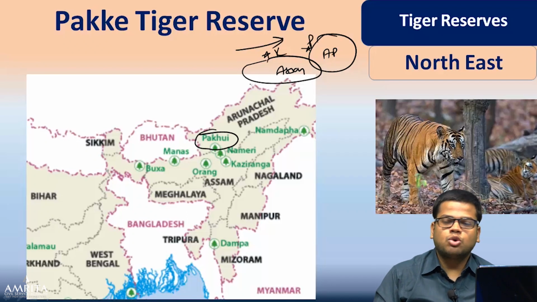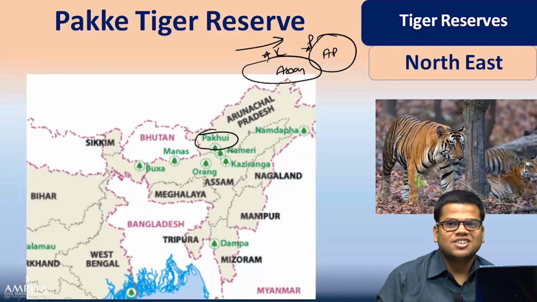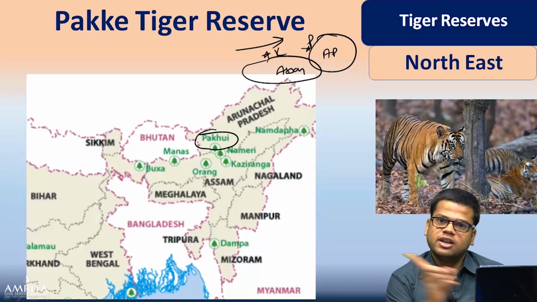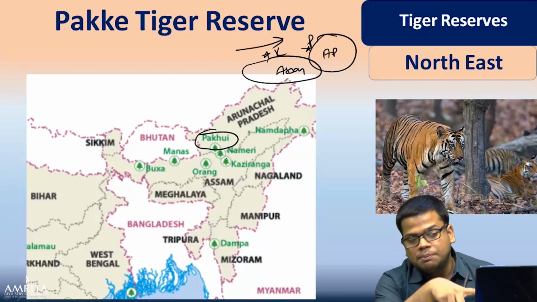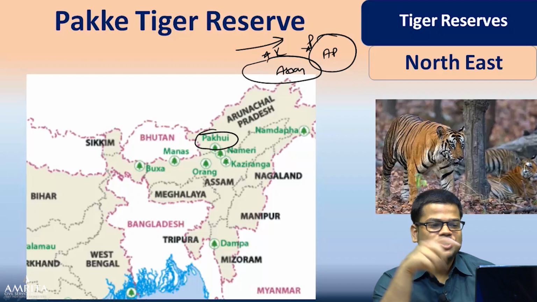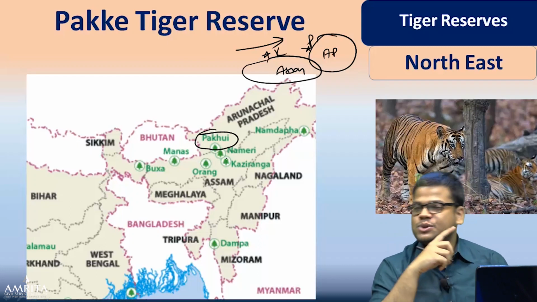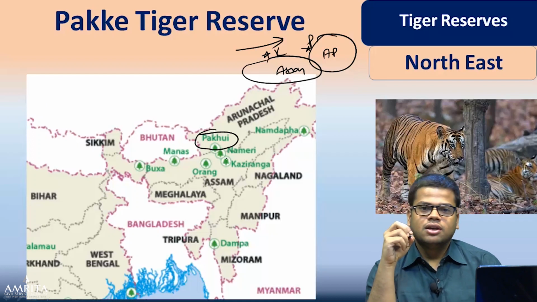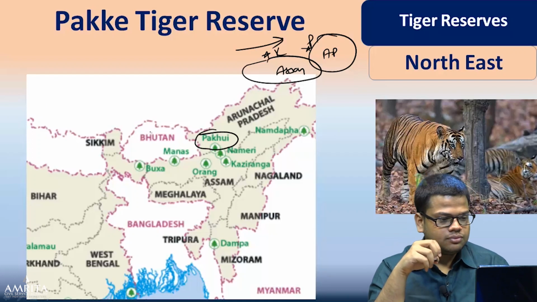So, if the question comes to arrange them from west to east, then you will get it wrong, because Pakhui is before Kaziranga, if the arrangement is done like this. And UPSC will pick up this only, they will not pick up the Namdapha and the Kamlang because they know students will be confused here. So the student who has taken care of this particular point, he will be getting the marks. So Pakhui we have seen.